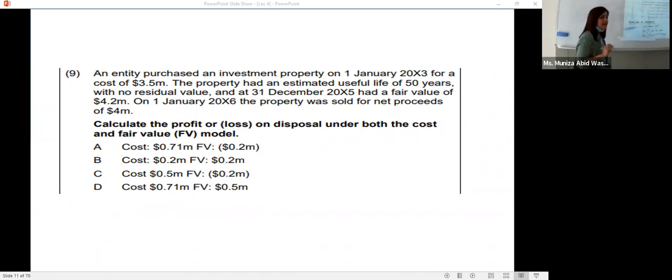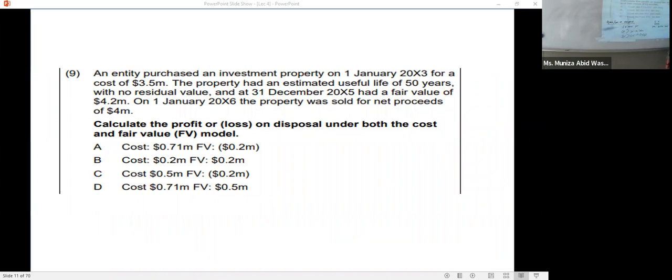Students, if the fair value model has been used, then on 31st December 2005, the fair value is how much? $4.2 million. Is it? And at that day, the sale value is how much? $4 million. Is it a profit or loss? Sale value is lesser than the fair value. Am I right? It's a loss. It's a loss on disposal if the fair value model has been used. How much loss? $0.2 million. If it would have been the cost model, then the carrying value has to be compared with the sale value.